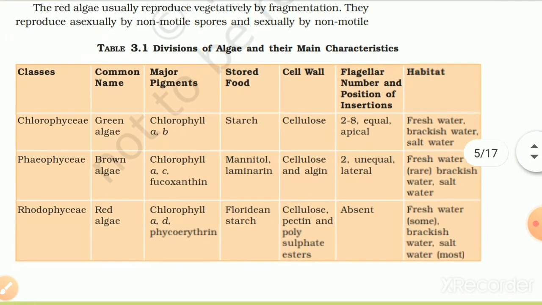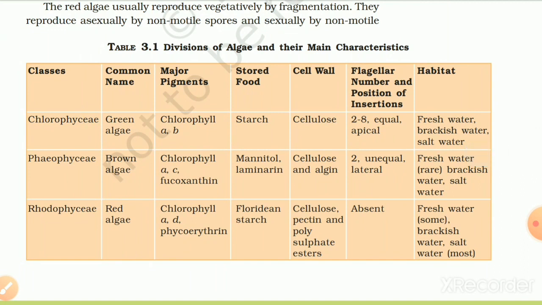Table 3.1 Divisions of algae and their main characteristics. Class, common name, major pigment, stored food, cell wall, flagellar number and position of insertion, habitat. Class Chlorophyceae, common name green algae, major pigment chlorophyll a, b, stored food starch, cell wall cellulose, flagellar number and position of insertion 2 to 8 equal and apical, habitat freshwater, brackish water, salt water.